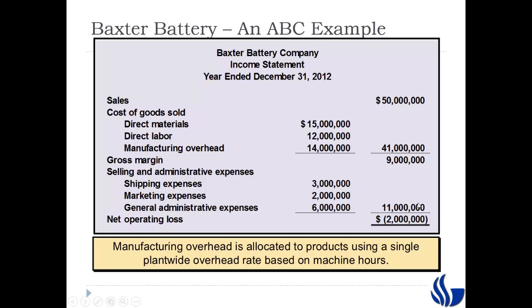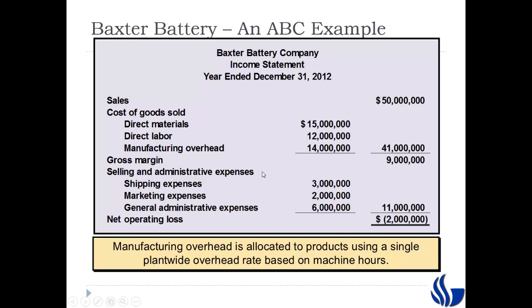Next, the selling and administrative expenses add up to $11 million. Of that amount, shipping expenses are $3 million, marketing expenses are $2 million, and general administrative expenses are $6 million. So things aren't looking good for Baxter Battery. And currently, as it says down here at the bottom, manufacturing overhead is allocated to products using a single plant-wide overhead rate that is based on machine hours.